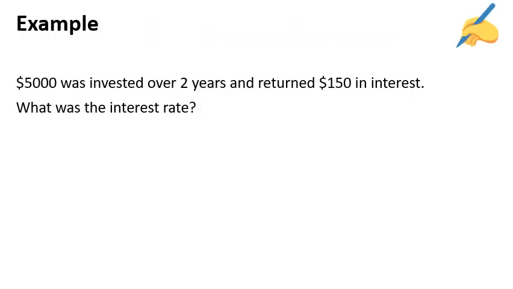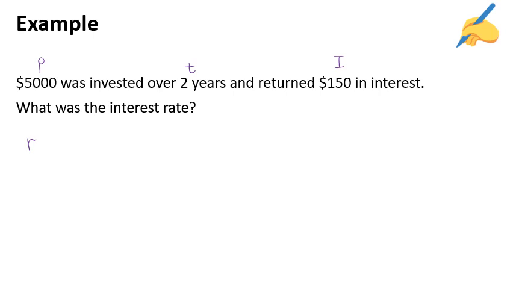So this is an example similar to one you might be asked on the test. So $5,000 was invested over 2 years and returned $150 in interest. So the principal is the $5,000 that was initially invested. The time is 2 years and it returned $150 in interest. So that's I, the interest. And we're asked to find the interest rate. So we're asked to find what the value of R is.